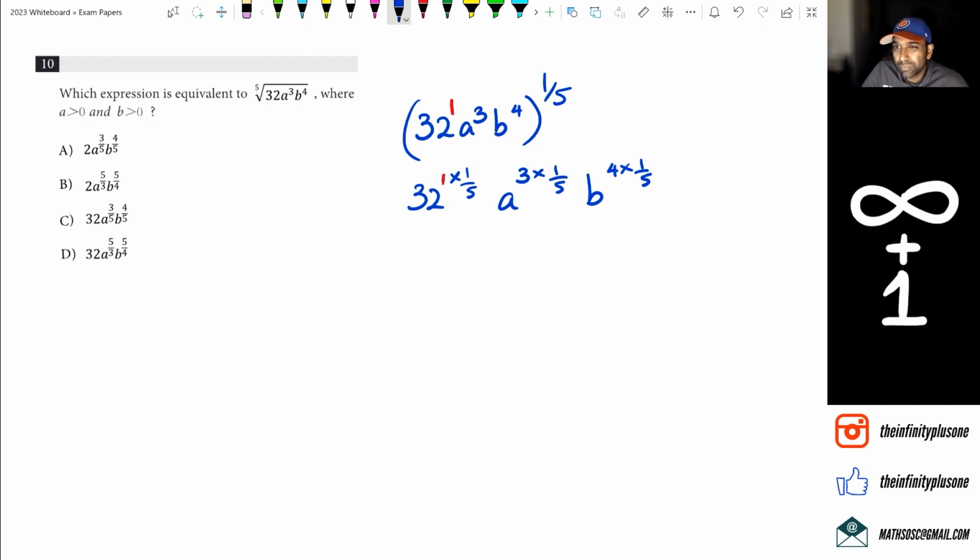Now 32 to the power of 1/5 is the same thing as asking, how many times can you do 2 times till you get to 32? Now we know that 2 times 2 times 2 times 2 times 2. Is that 5 2s? Yeah, it's 5 2s. It's 32. Not 5 times 2, but 2 times 2 times 2 times 2 times 2. So we could rewrite this as 2a to the power of 3/5, b to the power of 4/5. And what we should be getting is option A.